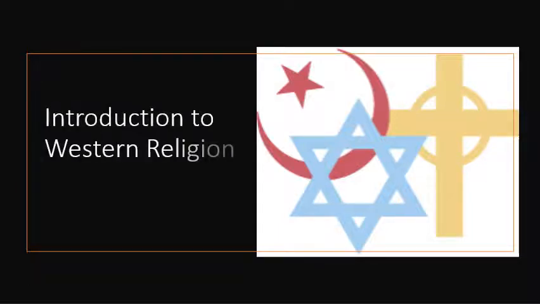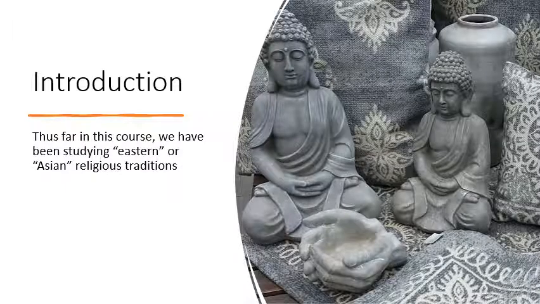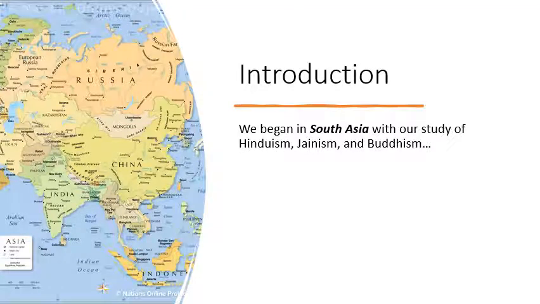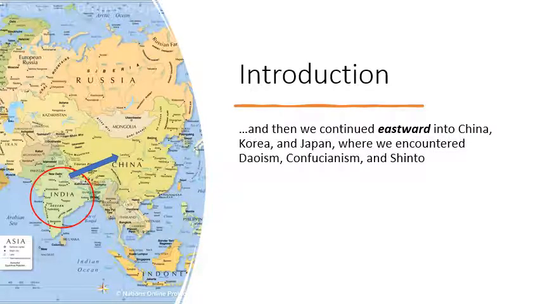All right, class, let us be introduced to Western religion. So thus far in this course, we have been studying Eastern or Asian religious traditions. That is, we began in South Asia, as is seen on the map, with our study of Hinduism, Jainism, and Buddhism. And then we continued eastward into China, Korea, and Japan, where we encountered Taoism, Confucianism, and Shinto.